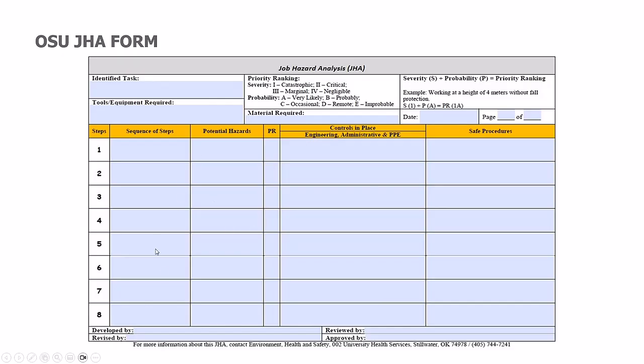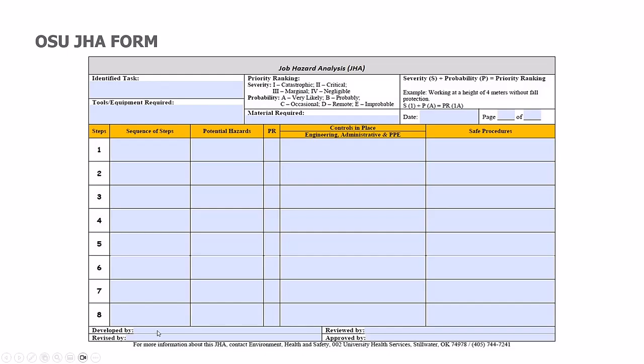I know this particular form right here only shows 8 steps. You can always add an additional form to this particular document, and continue right on for however many steps you deem necessary for the type of job that you're doing the JHA for.